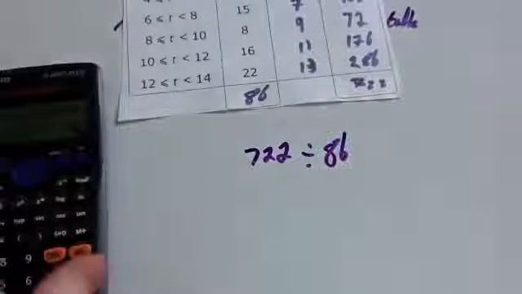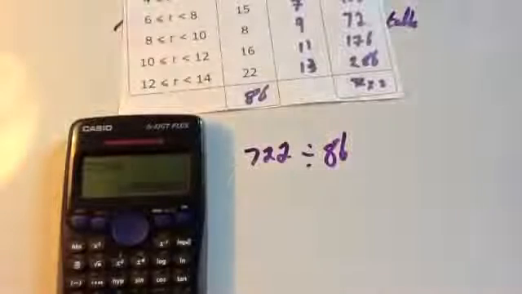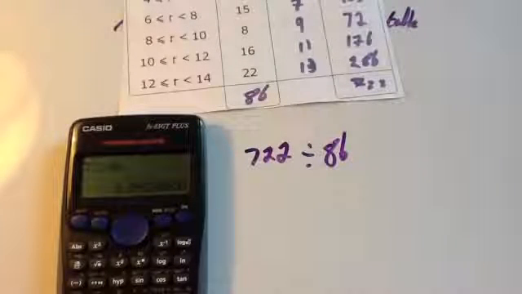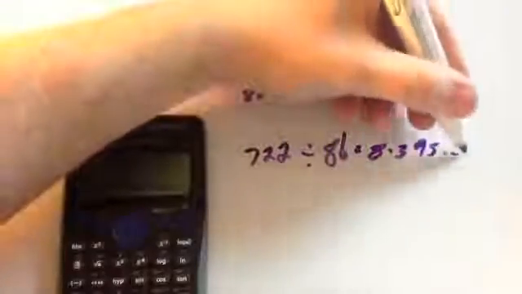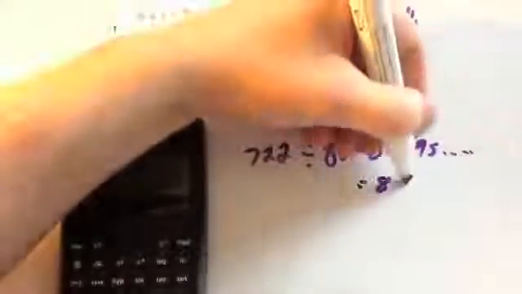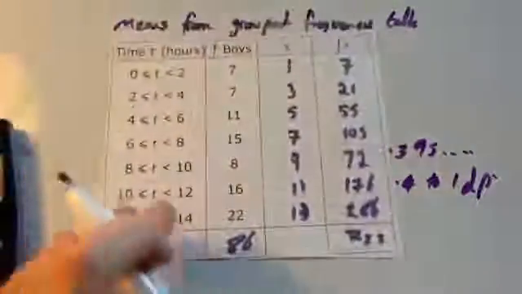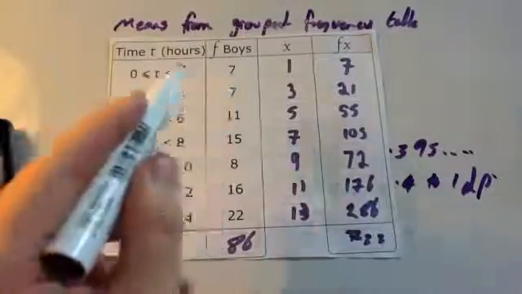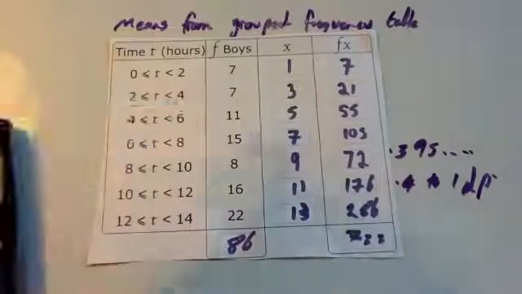So 722 divided by 86 is 8.3953488837. You can write that all down if you wish. I'm just doing a few dots, and then let's round it to one decimal place, 8.4. So 8.4 to 1 decimal place. And that's how you find an estimated mean. The question might ask you why it's an estimate. The reason is because you don't know how many hours these 7 boys said between 0 and 2. We've just gone for the middle one as a representative one. Okay?